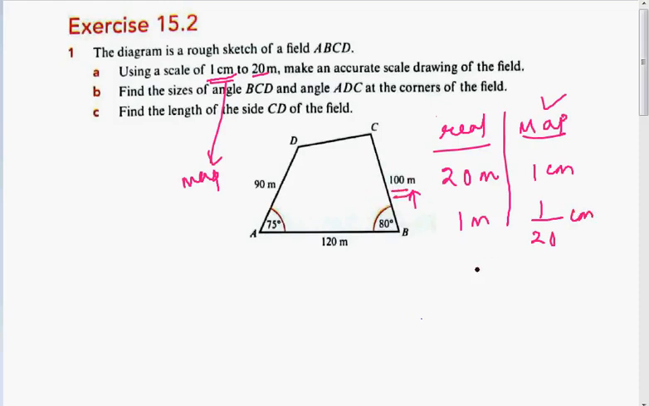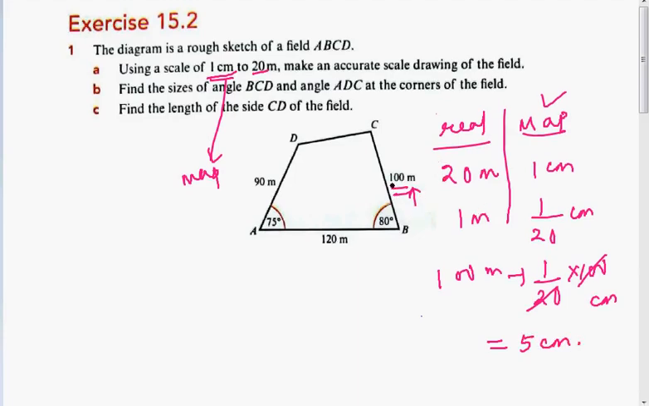We are having 100 meters. 100 meters is like 1 chocolate, so much rupees. 100 chocolates, how much rupee? So whatever it is, that will multiply by 100 centimeters. So this is 5 centimeters. So what we are observing is this 100 meters, and we are dividing by this 20. That comes to be 5. So this is 5 centimeters.